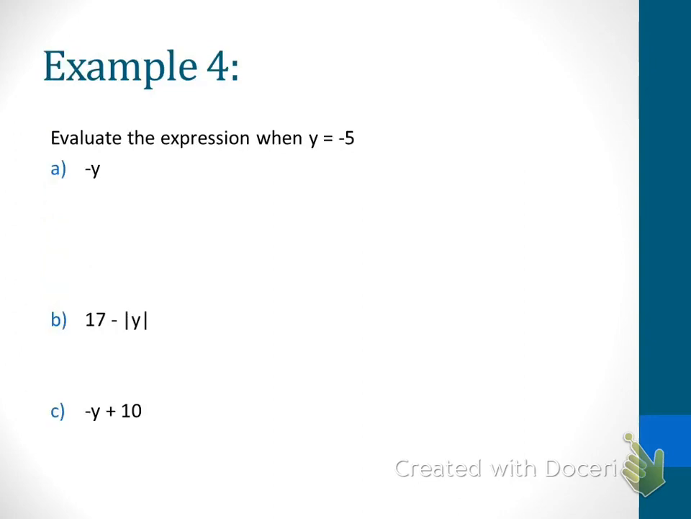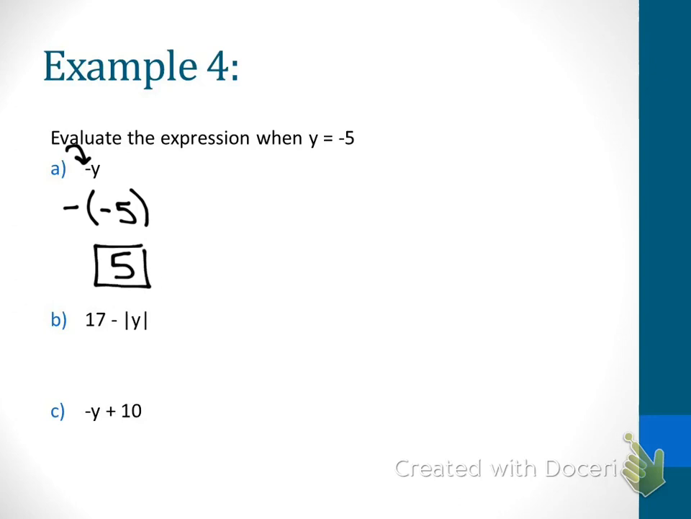Example 4. Okay, so evaluate the expression when y equals -5. Again, we're just plugging in the value for the variable, and then we solve the same way. But catch this, there's already a negative. You're going to see this on your homework tonight, too. There's already a negative. When I plug in another negative, that's a double negative. Anybody remember what happens to a double negative? It turns into a positive, and my answer is just 5.